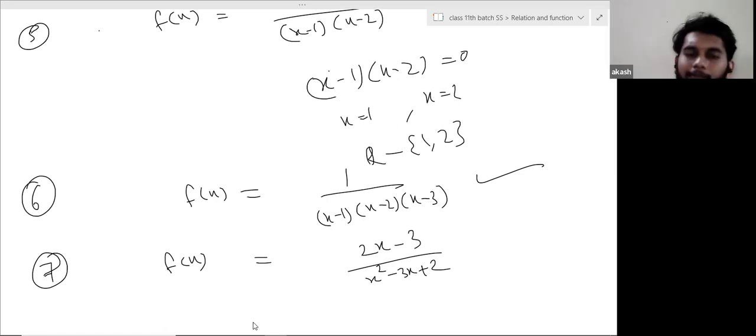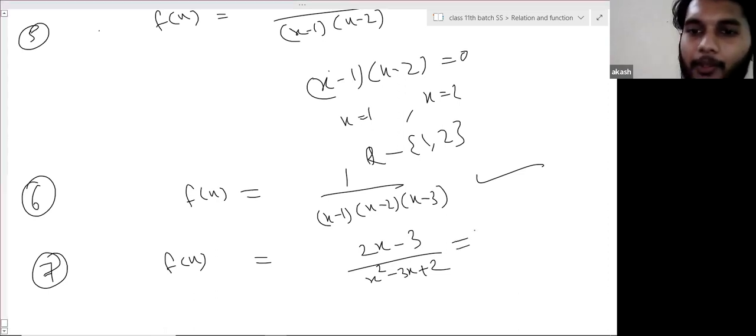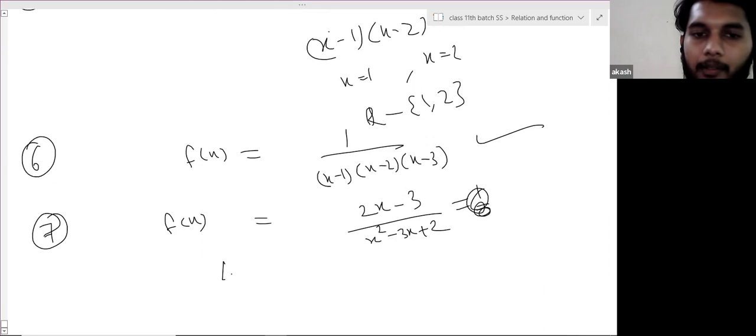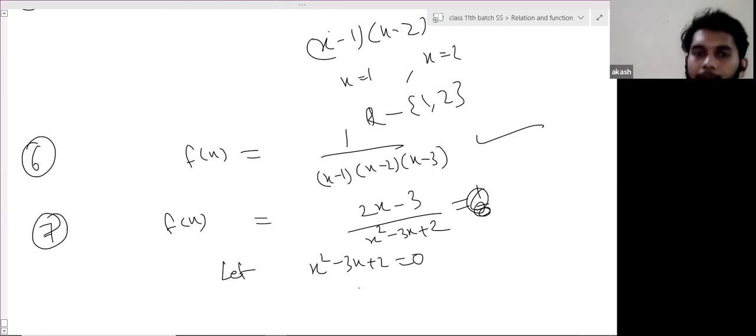All right. See, the idea is correct, but don't write like this. Don't put this equals to 1 upon 0. That would be wrong. You can write: let x square minus 3x plus 2 equals to 0. Now we can solve. All right, Fahad?